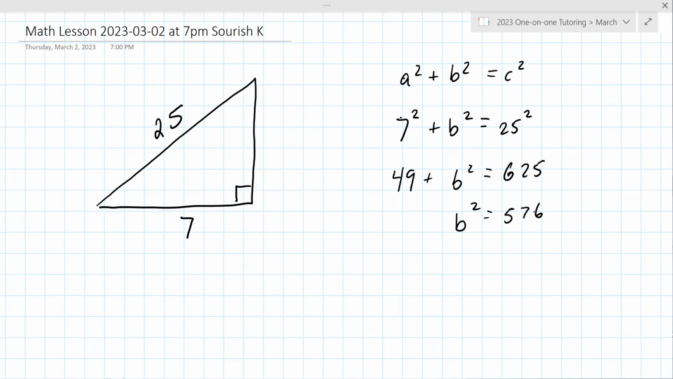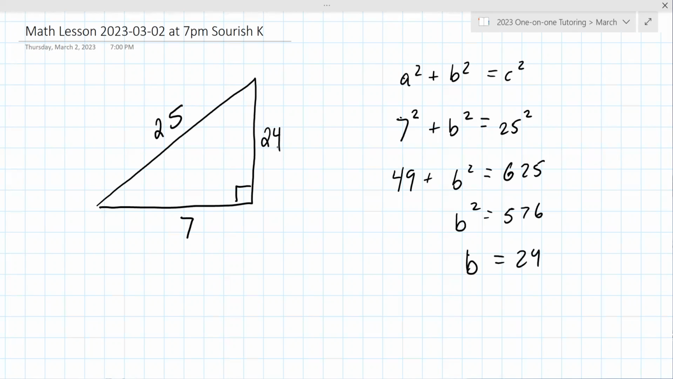Oh wait, I got this. We have to find the square root of 576. That's right. 24. B is 24. Very good.